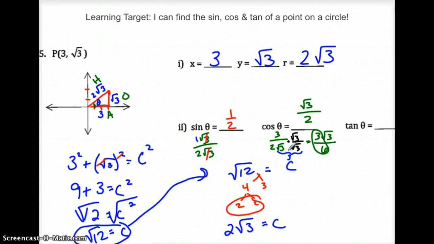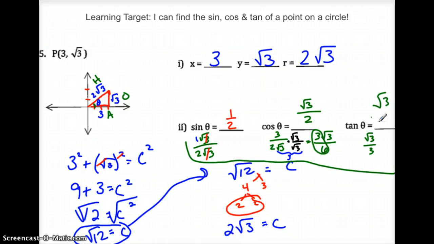Man, oh man, let's hope tangent was a little bit easier than that. Whoops, I guess that C is part of that down there. There we go. Tangent is O divided by A, so radical 3 divided by 3. Well, there's nothing wrong with that. There's no radical at the bottom, so that's just my tangent value. Awesome. Didn't have to do anything with that one.